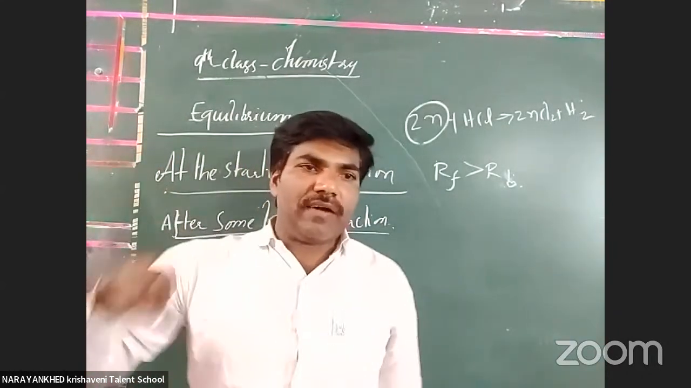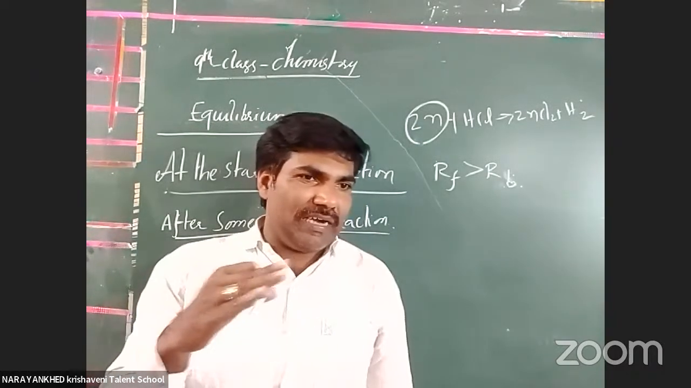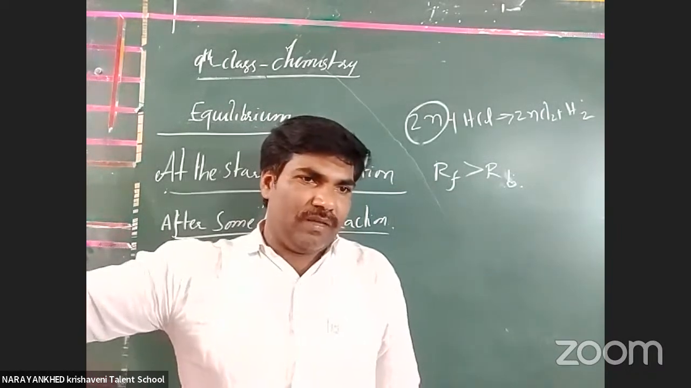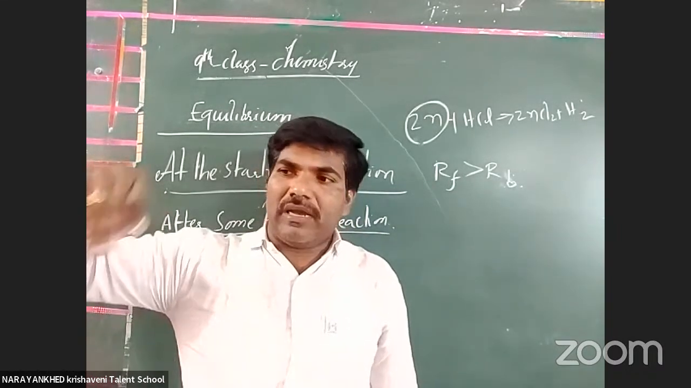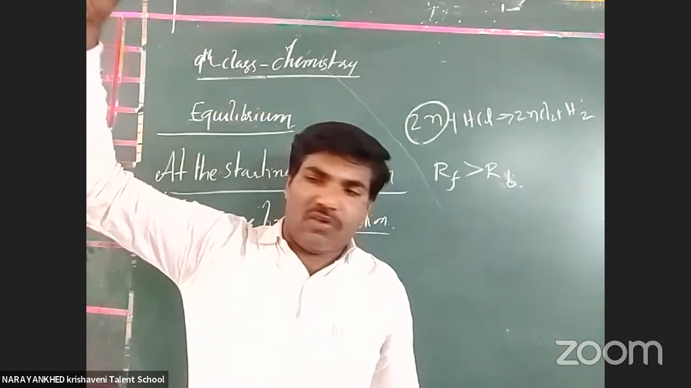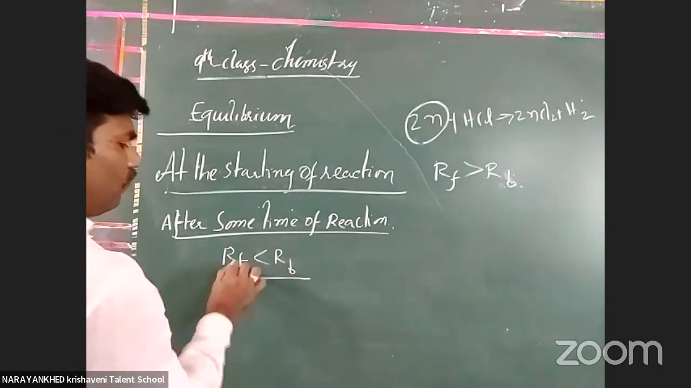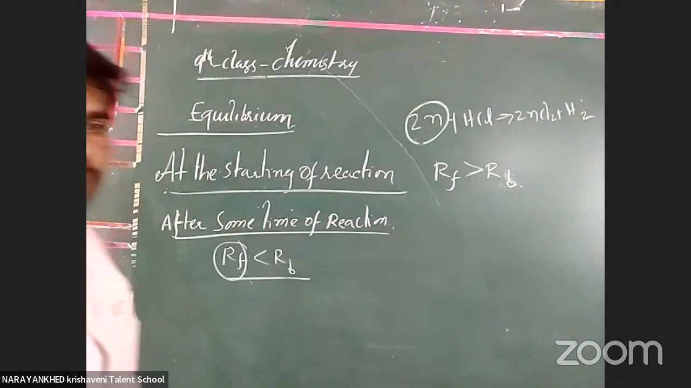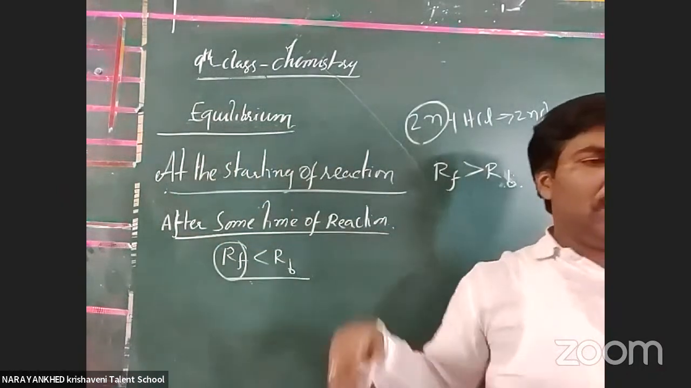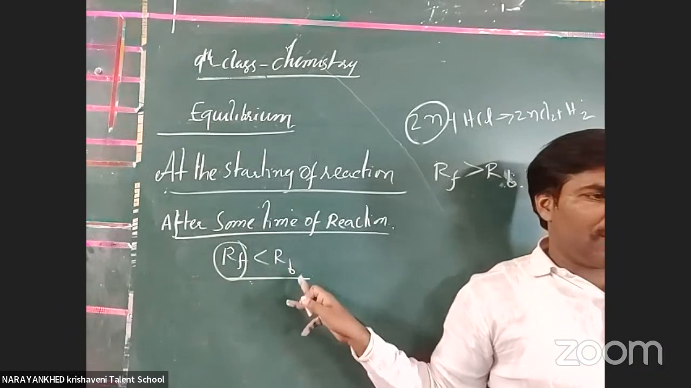Whatever the reactant is, its concentration gradually decreases. It is converted into product, though not totally converted. Hydrogen gas has started being emitted here. The reaction is not completely finished. Whatever the reactant concentration is, it gradually decreases, and then the product concentration increases. That is treated as RF being less than RB.